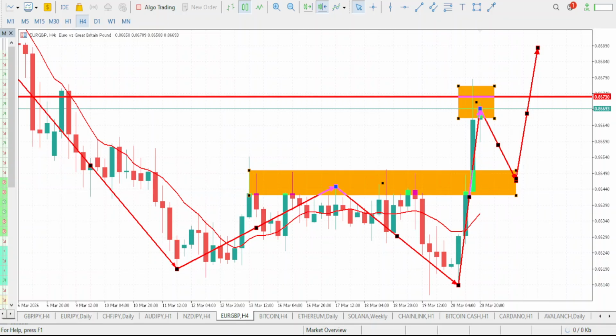So above all, Euro GBP should be giving us a bullish move. Let's see what the market does next.